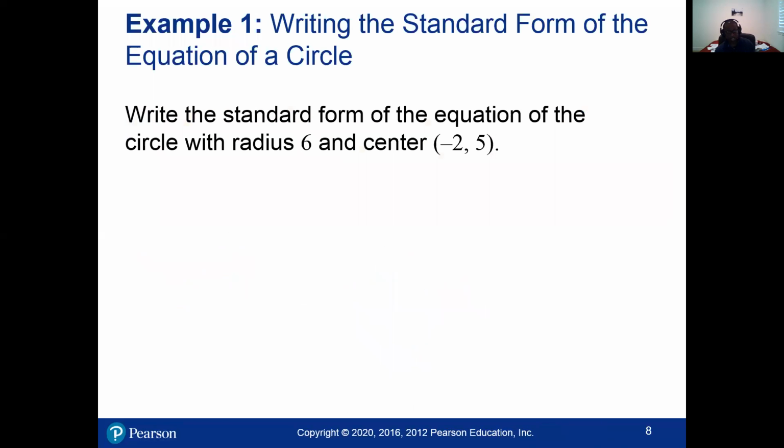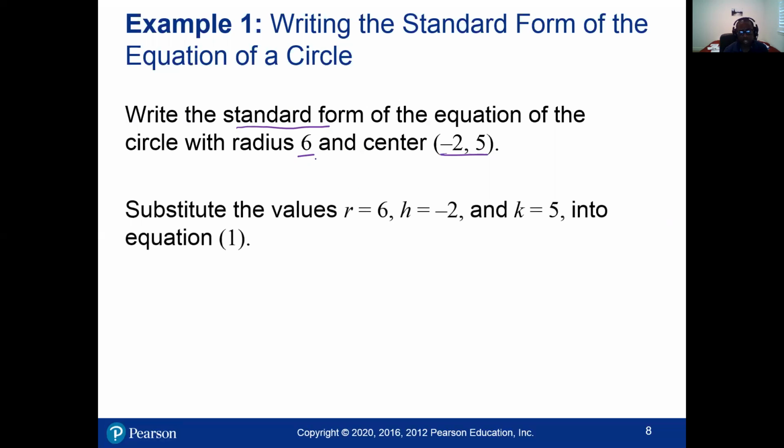All right, so let's take some examples. Example 1, we want to write the standard form of the equation of a circle, given that your radius is 6 and your center is given. Okay, so let's pause it.